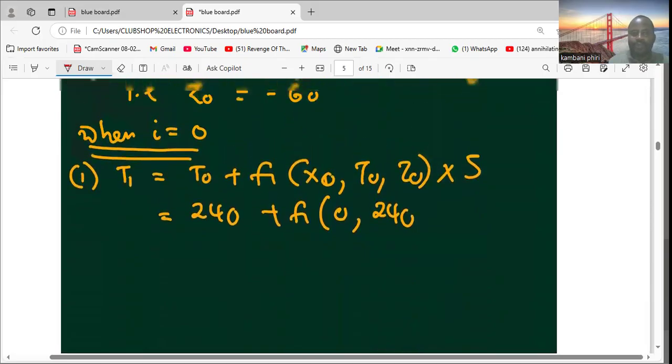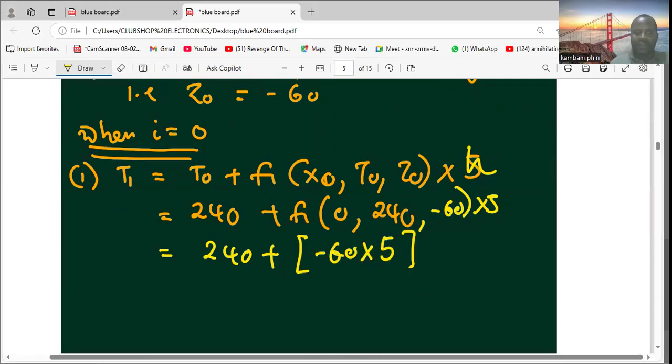So our Z naught, now we are using negative 60 times 5. Please here demonstrate substituting. All right, so now we have 240 plus F, right? We can actually now get the actual value. So we'll have negative 60 times 5. This is what we have, right? So when you do that, what do you get? You get negative 300 here, plus 240. Our answer becomes negative 60. This is T1.